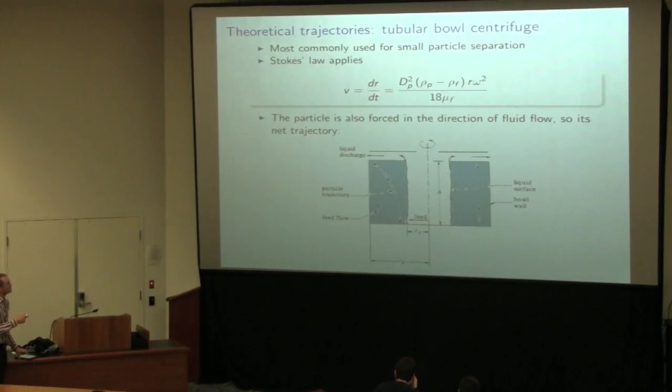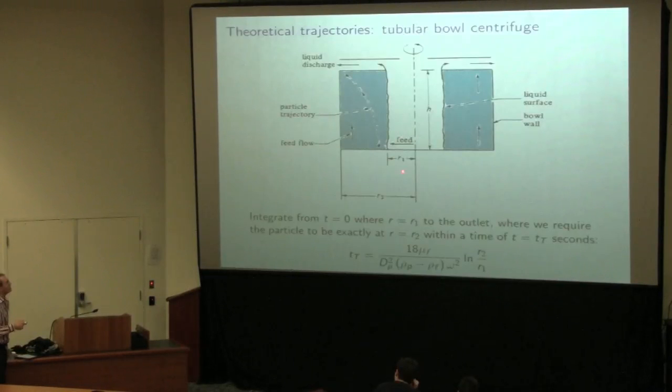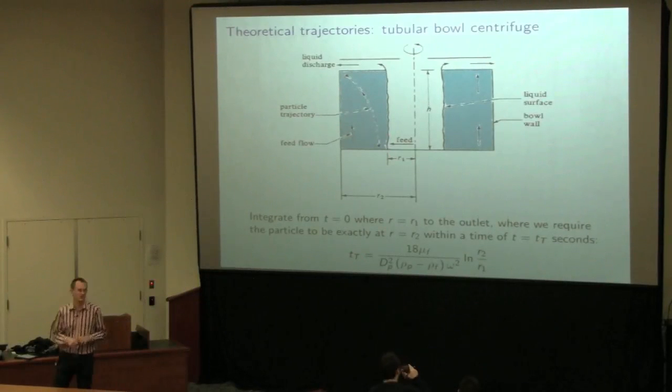So this is the equation of the particle's trajectory in terms of radius over time. What we can simply do is integrate that. We start at time zero, assuming our particle enters at the worst case position, which is at radius r1. So assume a solid particle at time zero entering right at that point where the laser is. What we would like is for that particle to be exactly at radius r2 within a certain time period. So what we're asking is, what is the time it's going to take here, t subscript t, for a particle to be at the wall of the bowl, caught up and trapped, and not able to leave?